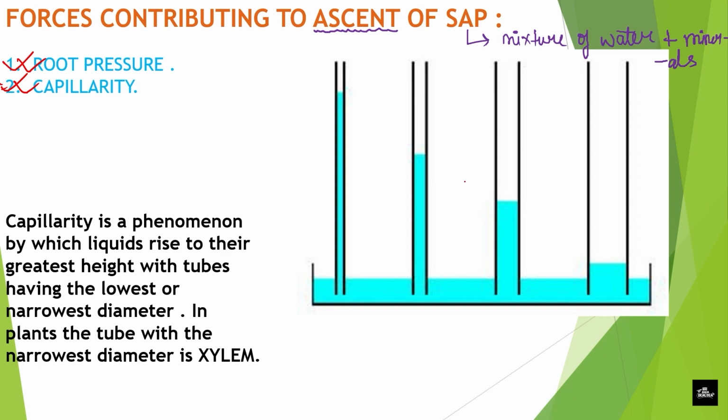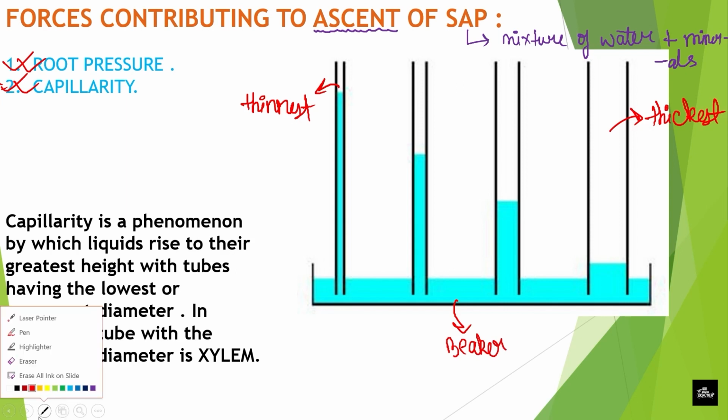In this diagram, we can see that there are 4 tubes and they have different diameters. This is the thinnest tube. And this tube is the thickest tube. All of these tubes are placed in a beaker. This is the beaker. And the beaker contains some sort of liquid. This blue thing is the liquid.